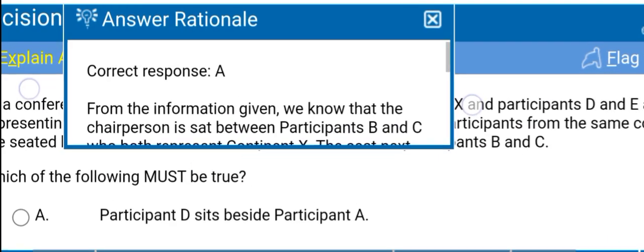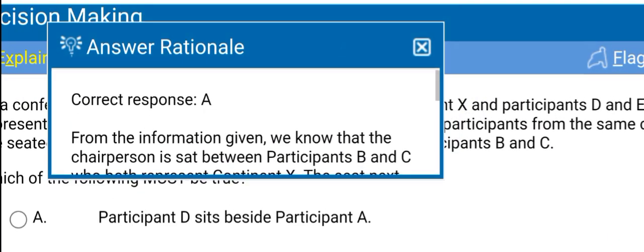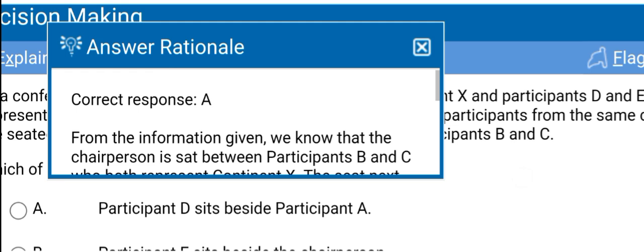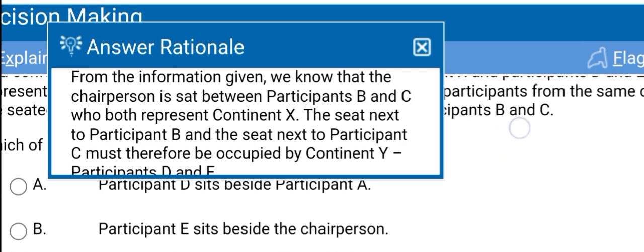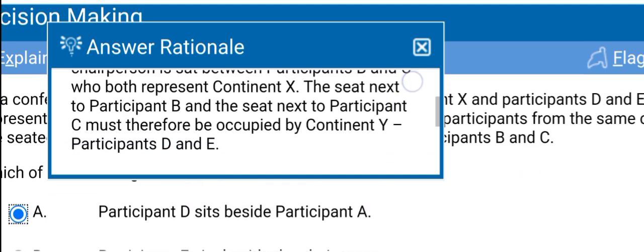So here the correct response is option A. From the information given, we know that the chairperson is sat between participants B and C, who both represent continent X. The seat next to participant B and the seat next to participant C must therefore be occupied by continent Y, participants D and E. So this is the reason because of which our option A is the correct option.